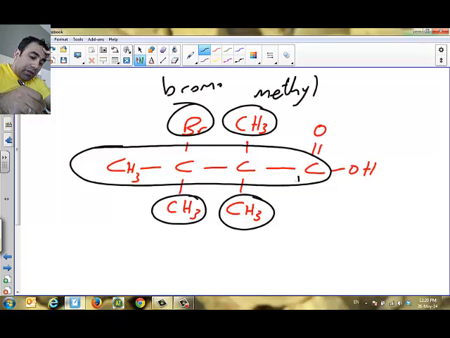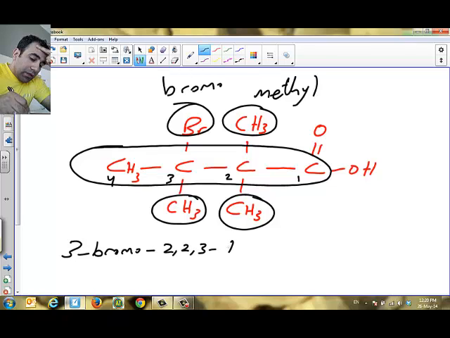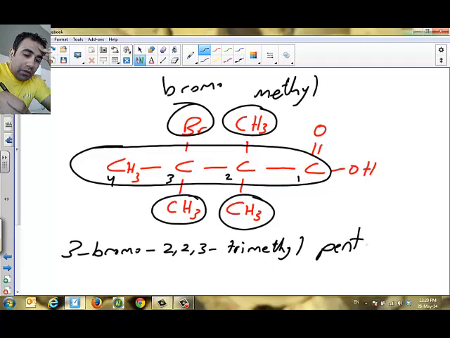Start numbering from here. 1 2 3 4 is going to be 3 bromo, then we have 2, 3 trimethyl, and the name is going to be pentanoic acid.